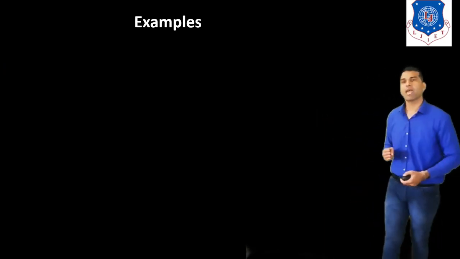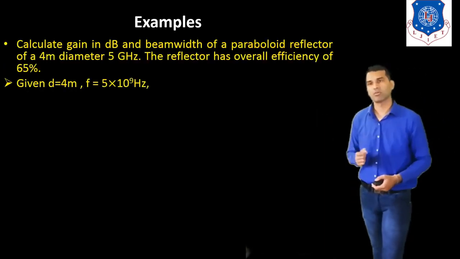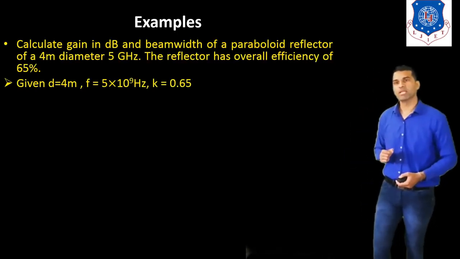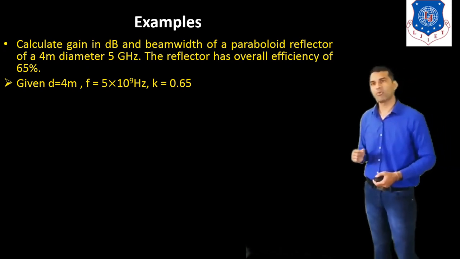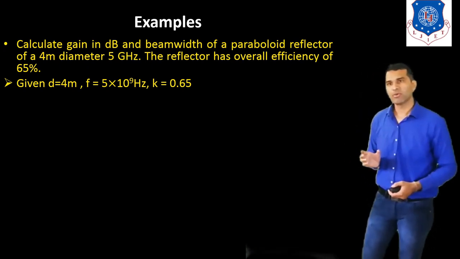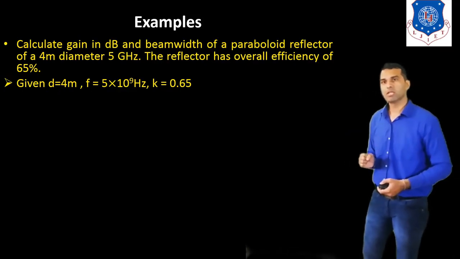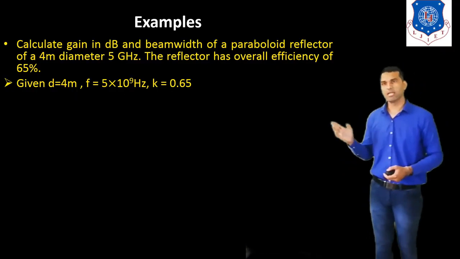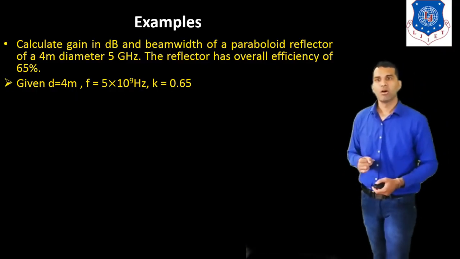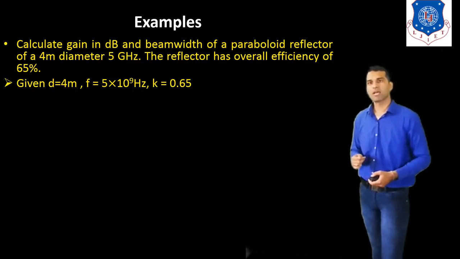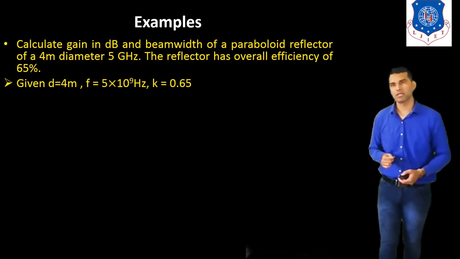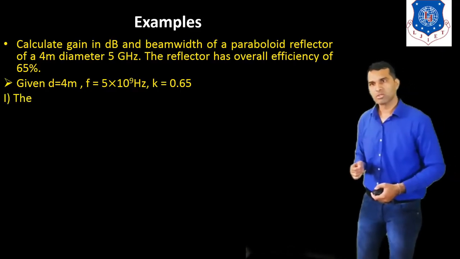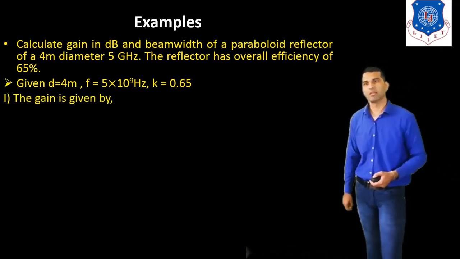Now we discuss an example. Calculate the gain in dB and beam width of a parabolic reflector of 4 meter diameter. A 12 GHz frequency is given. The reflector has an overall efficiency of 65%. So here the diameter D is given as 4 meters, the frequency is given as 12 GHz, and K, that means efficiency, is given as 0.65. First we calculate the gain.